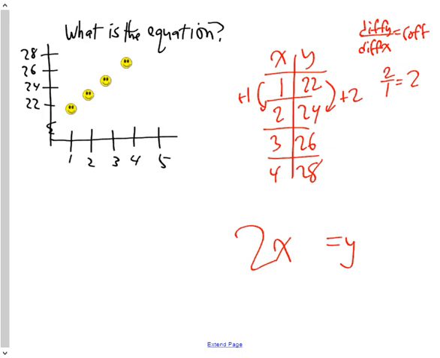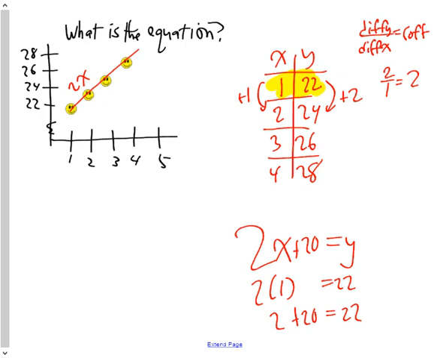Once I have that, take an ordered pair and substitute it into your partial equation. If both sides were equal, you don't need a constant. But because both sides aren't equal, the constant that's required to balance it is adding 20. And therefore, the equation that matches this line, in which all of those points are on, is multiplying the x value by 2 and adding 20 to get the corresponding y value.